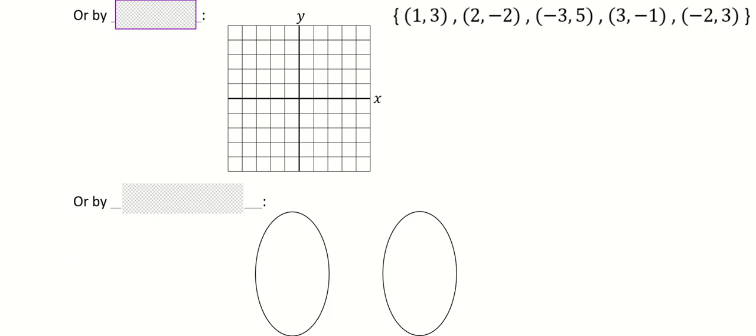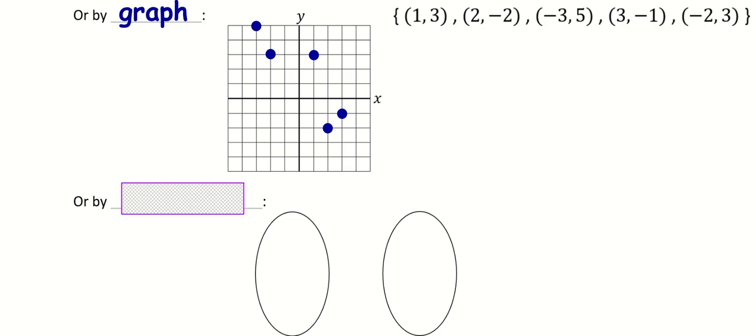You could also show a relation by a graph. Graphs show relations. So graphing all of these points should be almost like second nature to you. Graphing 1, 3, and then graphing 2, -2 as a point, and then the point -3, 5, and so on.